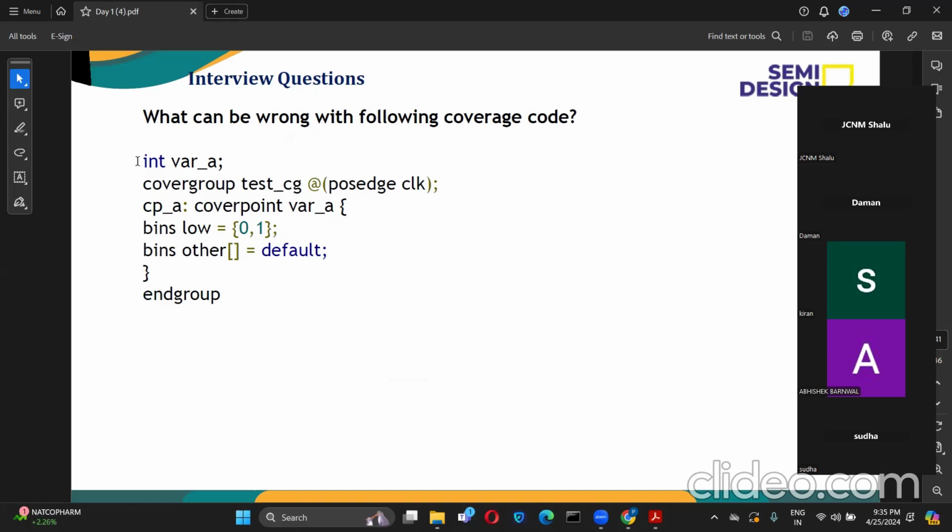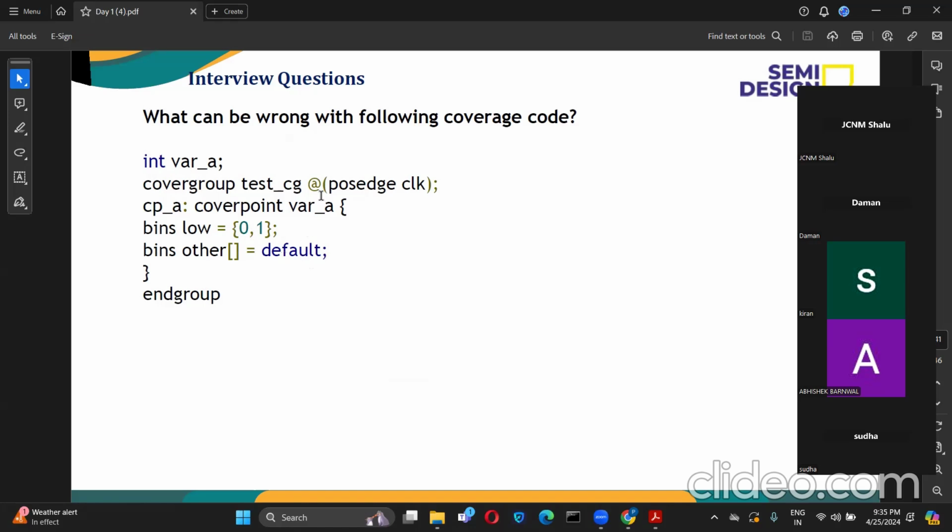So now here int is given, right? We have declared the variable as int. It means int by default has 32 bits, right? Inside the entire 32 bits, we have covered only 0 and 1 here. So the other bins, we are declaring as default. It means 2 power 32 minus 2. Whatever number of values are there, all those values come under this default bin.